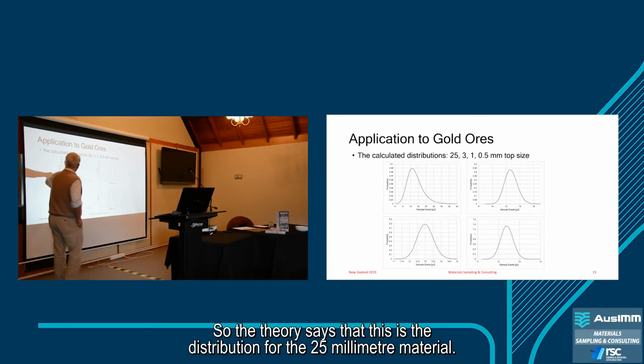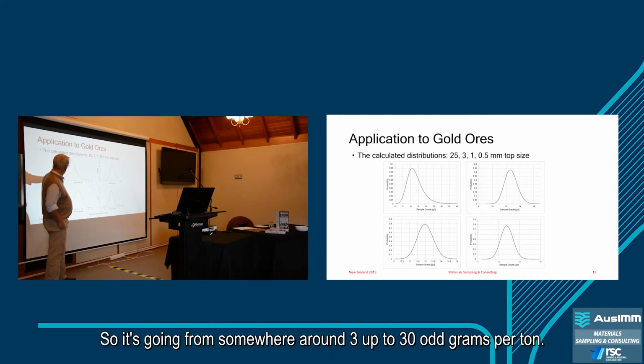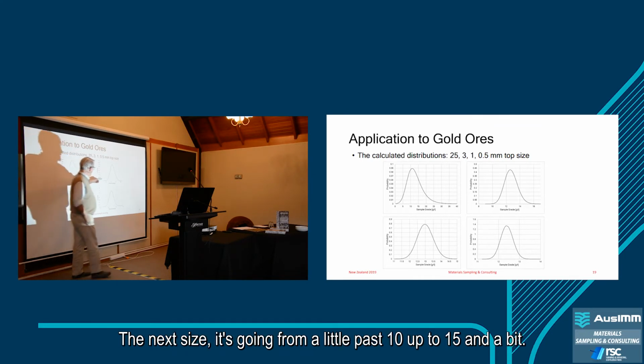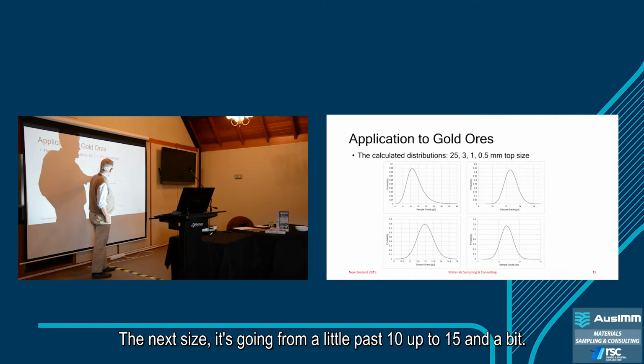So the theory says that this is the distribution for the 25 millimeter material. So it's going from somewhere around 3 up to 30 odd grams per ton. The next size, it's going from a little past 10 up to 15 and a bit.